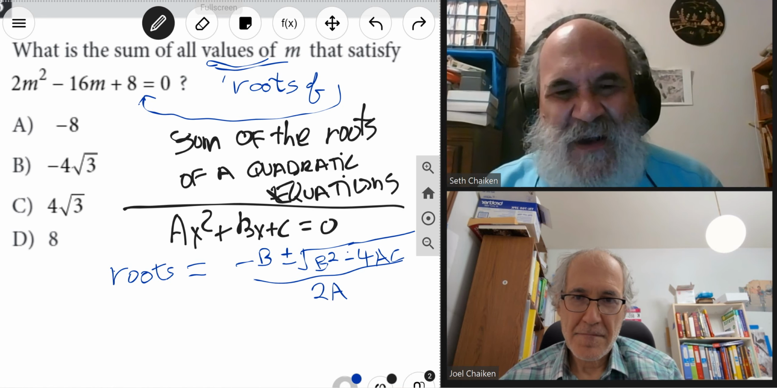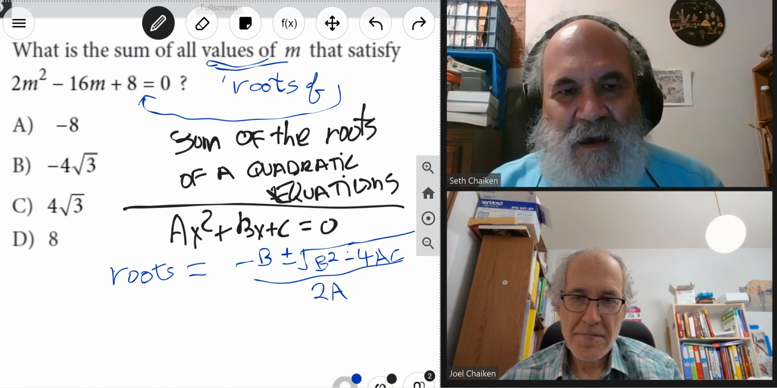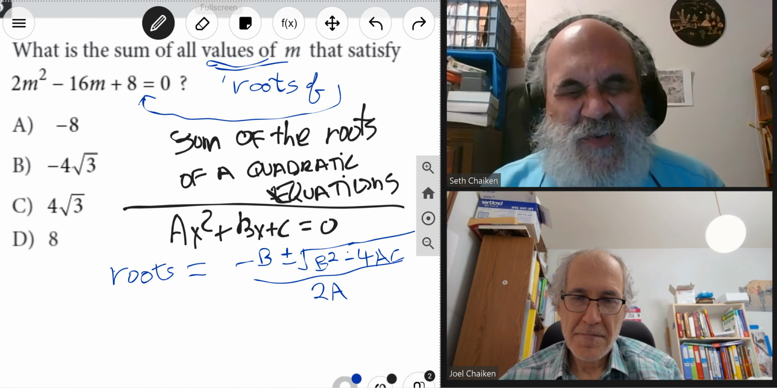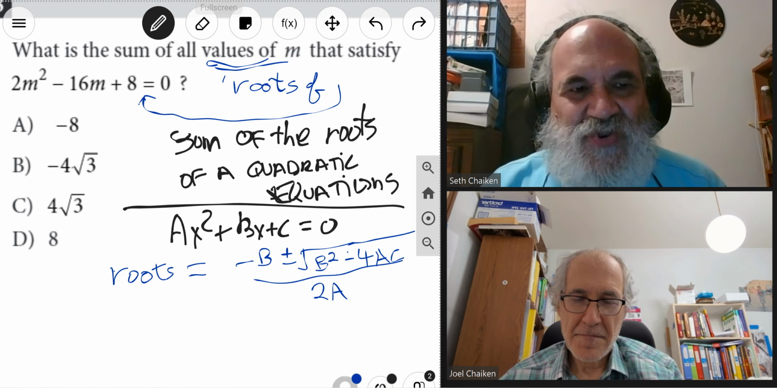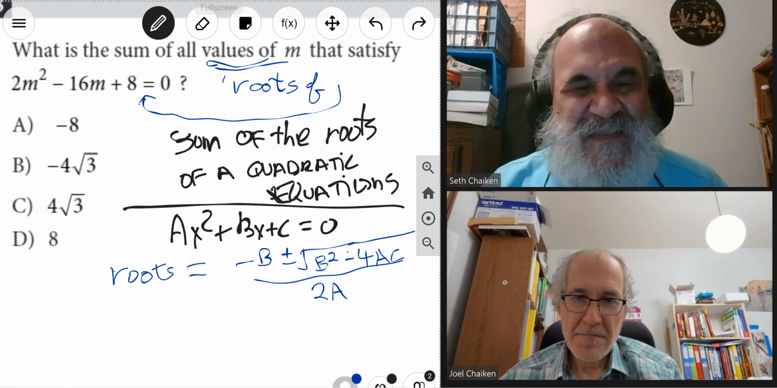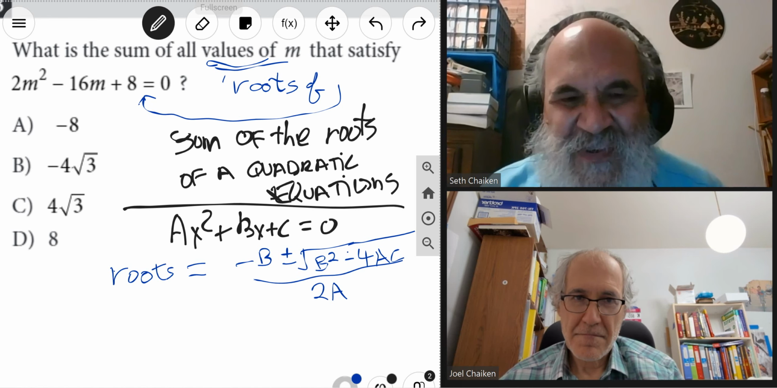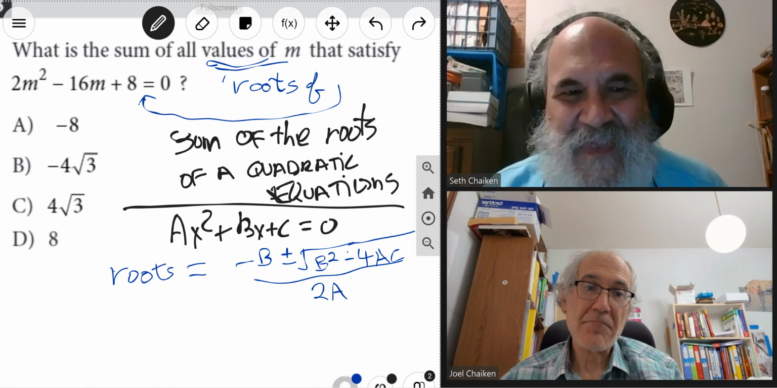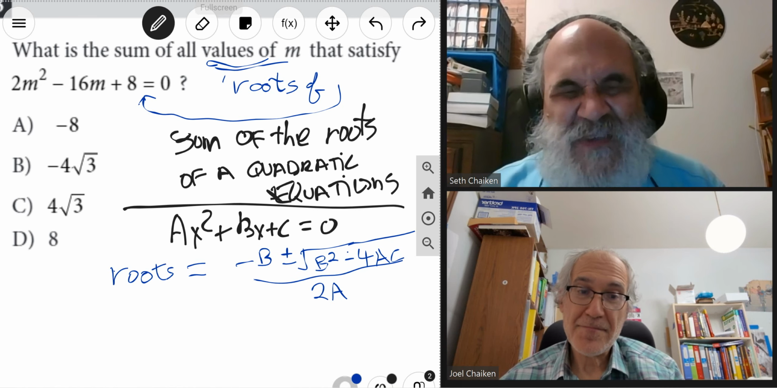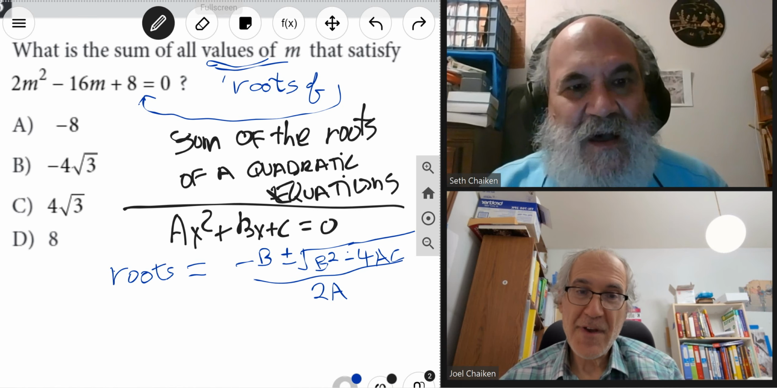From this formula, well, let's suppose what you could do is substitute the 2, the minus 16, and the 8 into this formula, get the roots, and then add them. That's a really good idea, actually. So let's try that.